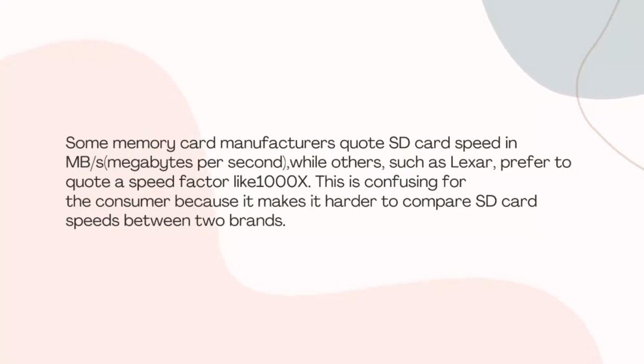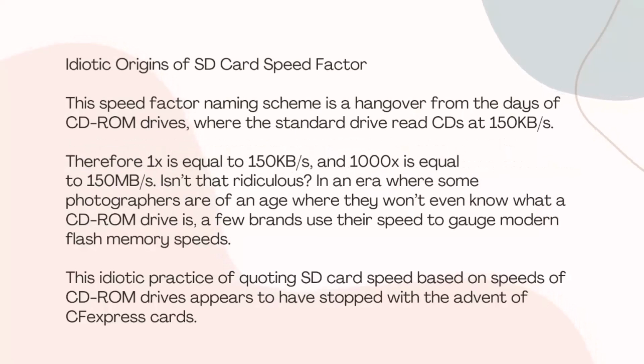This is confusing for the consumer because it makes it harder to compare SD card speeds between the two brands. The speed factor naming scheme is a hangover from the days of CD-ROM drives, where the standard drive read CDs at 150 kilobytes per second. Therefore, 1x is equal to 150 kilobytes per second, and 1000x is equal to 150 megabytes per second.